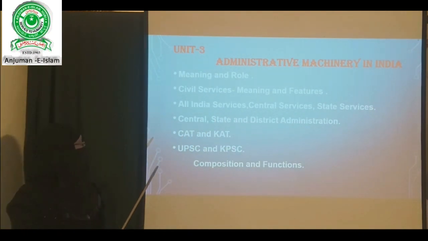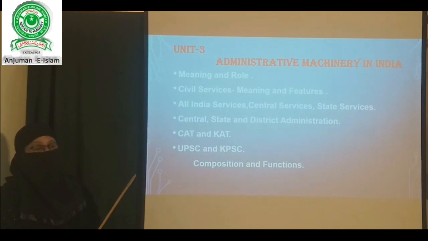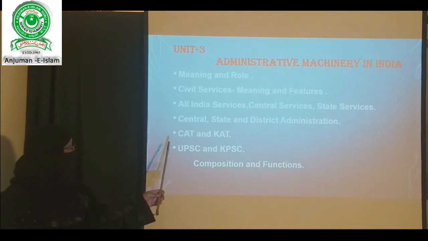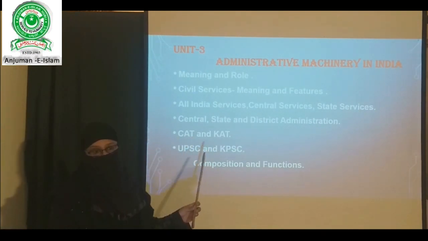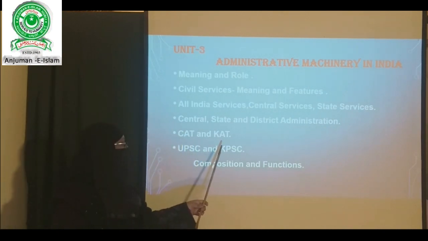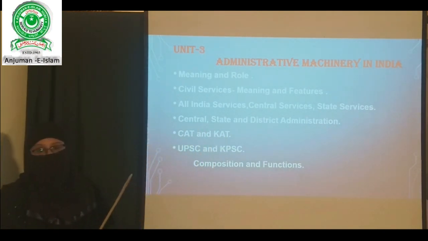We will see what are the functions of central, state, and district administration. Then comes CAT and KAT. What are these? CAT means Central Administrative Tribunal, and KAT is Karnataka Administrative Tribunal.